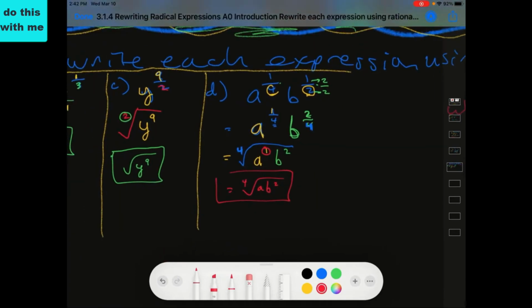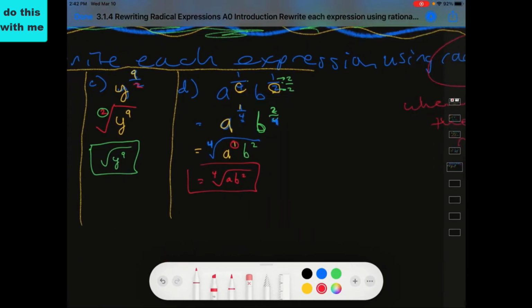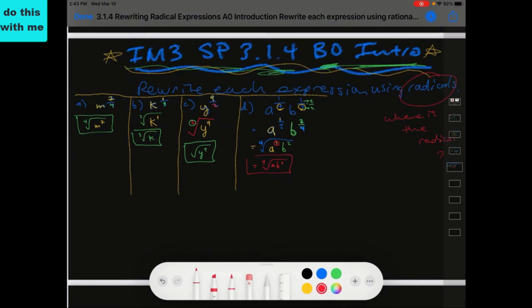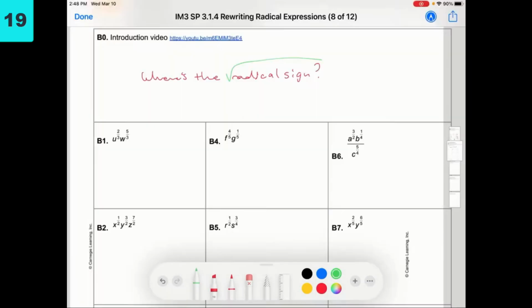So again, the question is, rewrite each expression using radicals. My question is, where's the radical? So you're gonna have to go back to the radical form. And that's the introductory to B0.